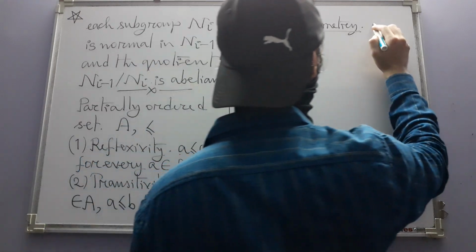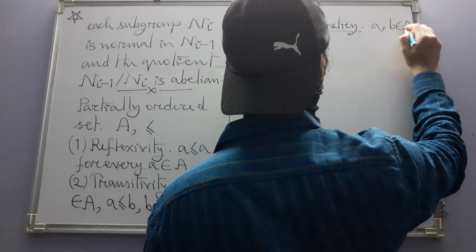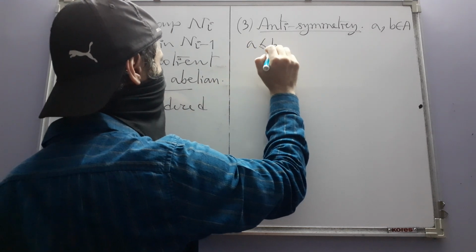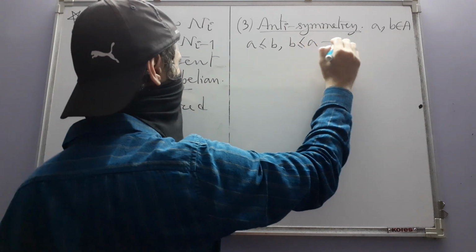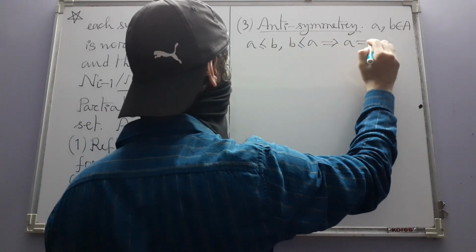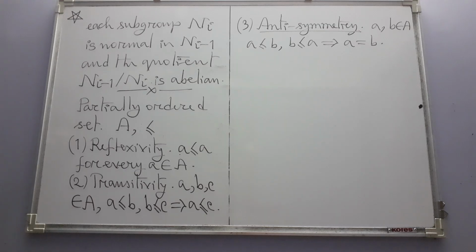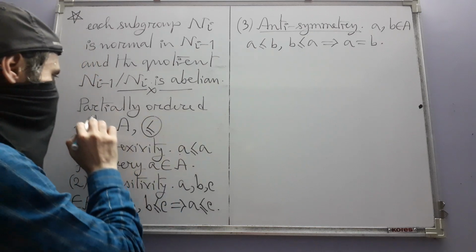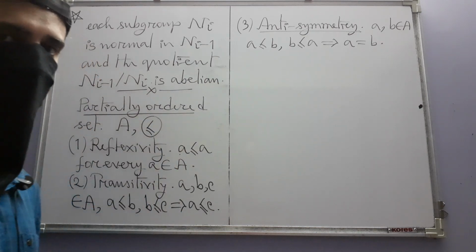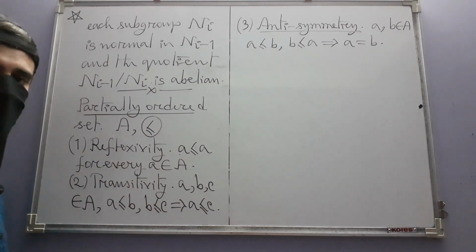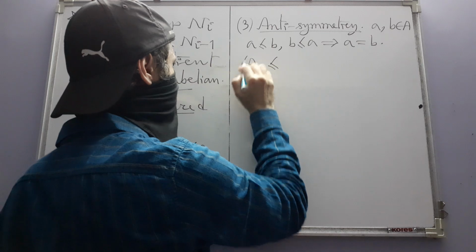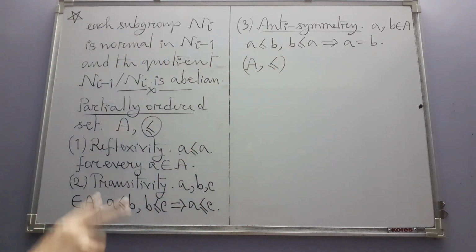What this one says is that for any two elements A and B in A, if A is related to B and B is related to A, then A must be equal to B. If a relationship satisfies these three properties, then it's called a partial order relation, or a partial order on the set on which it is defined. And a set along with a partial order defined on it, that pair is called a partially ordered set, or a poset.